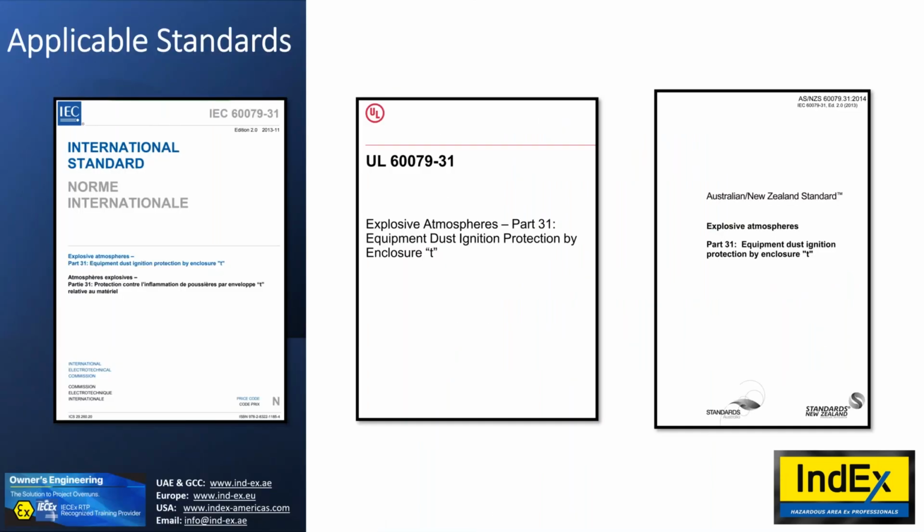For EXT, protection by enclosure or dust tight, there are multiple applicable standards, but typically we use the EN IEC 60079-31. The latest edition of this standard is edition 2, which came out in 2013. There are other national deviations, such as the Australian version, as well as the UL for US. The UL version of 60079-31 typically has the most deviations compared to the others.